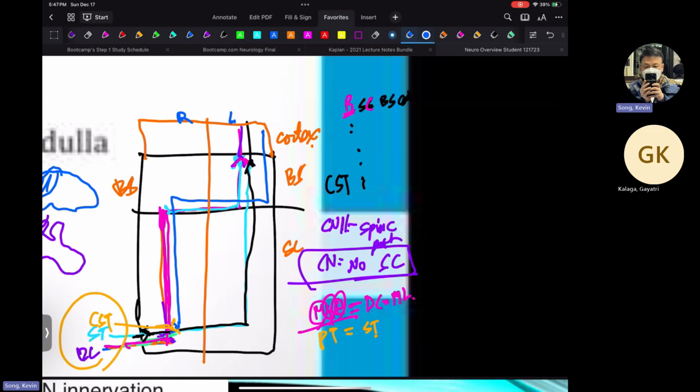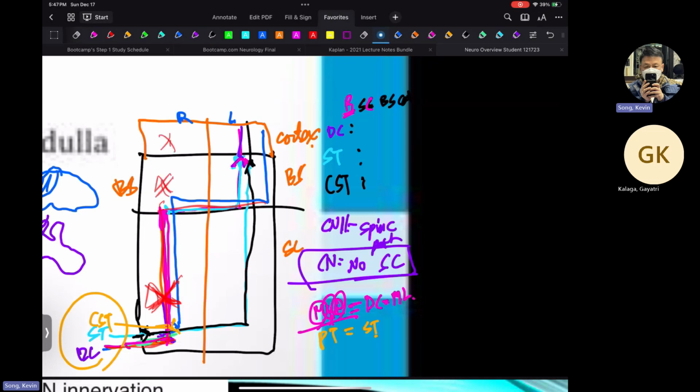So the dorsal column was in the pink, the purple color here. Then the spinothalamic tract was this color here. For the dorsal column, if the lesion was right here, in the dorsal column, the pink line right there, then you have a problem, right? If the lesion is right here, no, no, right? So I'll write here, yes. So the right side problem, no, no, right?